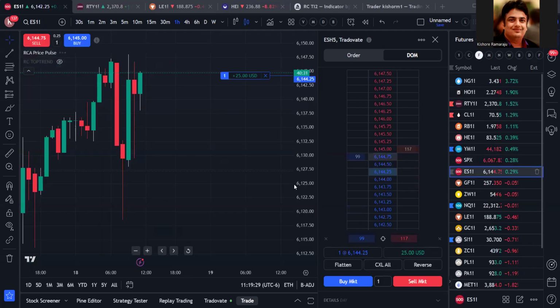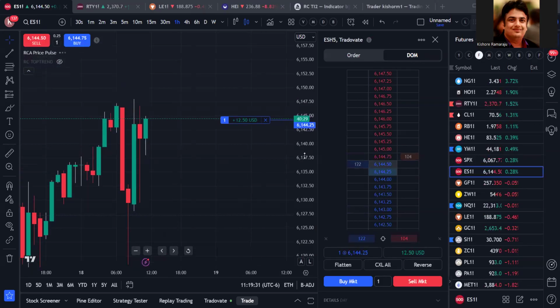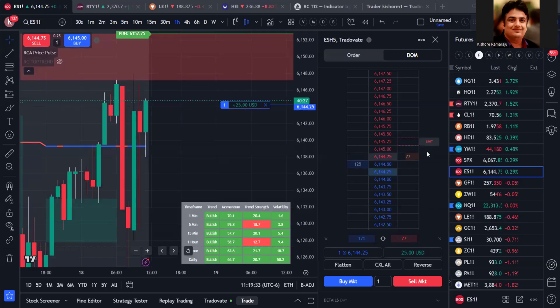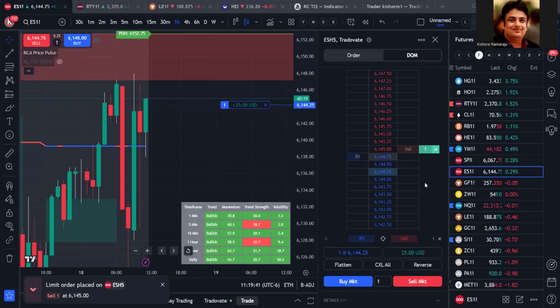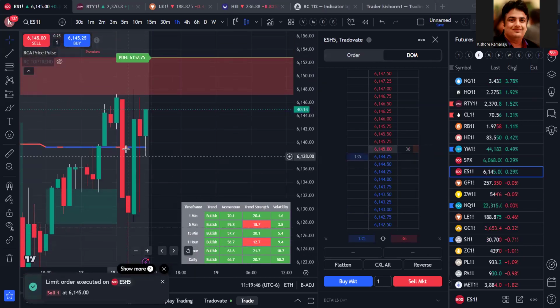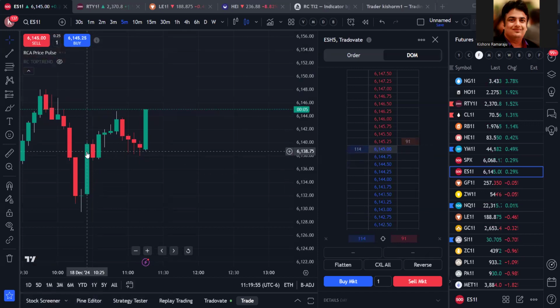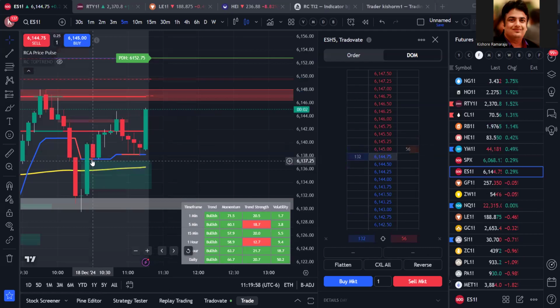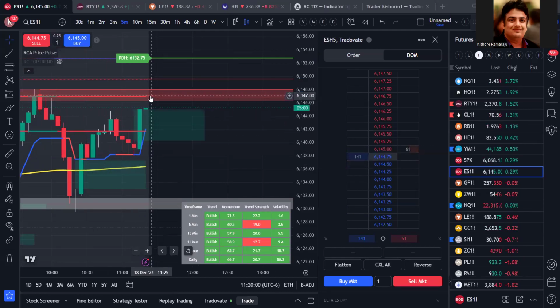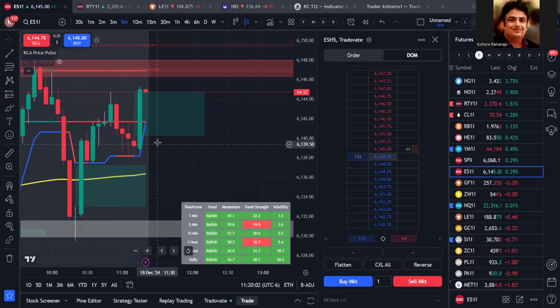So your ES is moving good. So even though there was a drop, we did not panic. All right, I should have waited for a pullback, but there was a nice bullish candle. I took it. Then there was a drop. Then it started going up. It went all the way up. So you can see, right?